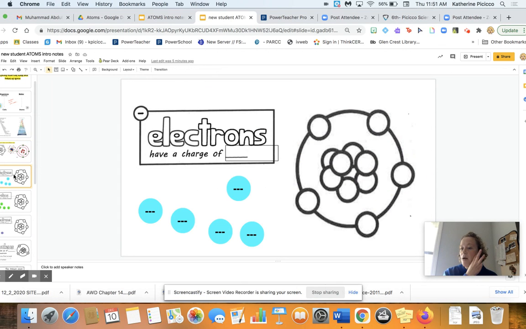There are three parts of atoms that we generally like to talk about. The first one is called electrons, and electrons have a negative charge. So I'm going to type that in there for you.